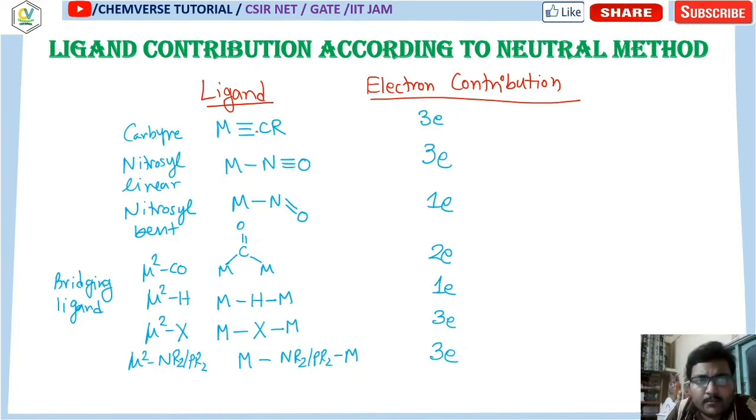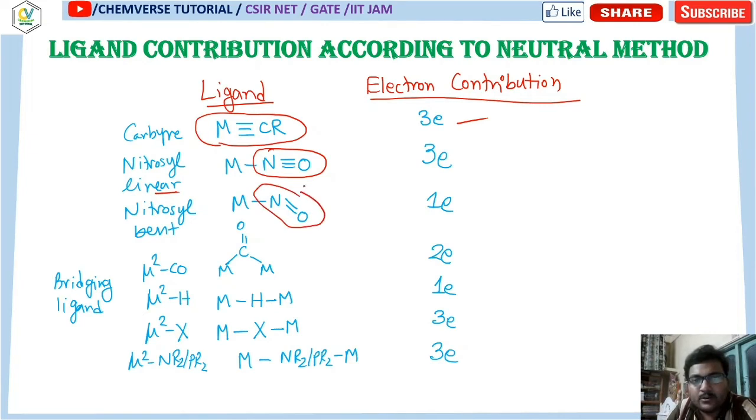Now moving on to carbyne. Basically you can think that it is forming a triple bond with the metal, so the carbyne can contribute 3 electrons. Now the nitrosyl ligand is very interesting. Nitrosyl can be present in a linear form and in a bent form. When it is linear, it is a 3 electron contributor. When it is bent, it is a 1 electron contributor.